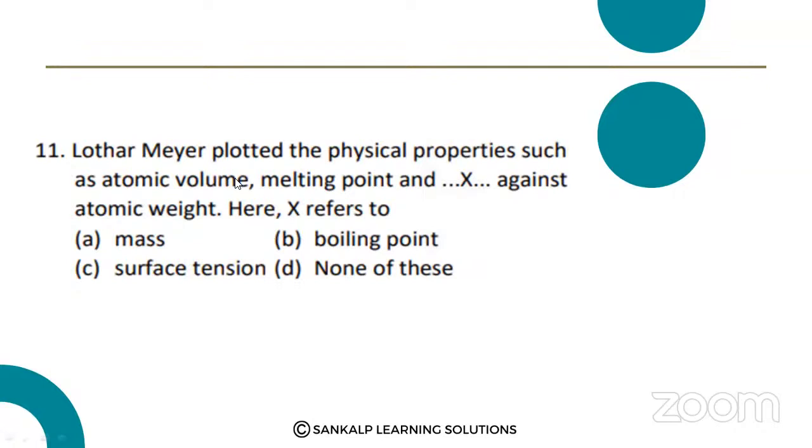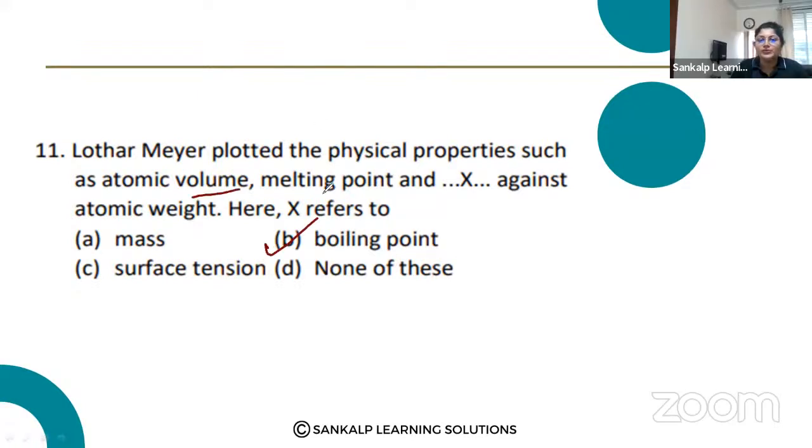Next one, Lothar Meyer plotted the physical properties such as atomic volume, melting point, and dash against atomic weight. So your dash refers to A, mass, B, boiling point, C, surface tension, D, none of this. Option B, boiling point, ma'am. Yes, it was. So he took the physical properties such as atomic volume, melting point, and boiling point against atomic weight. So these were the plots he had taken. So we'll go for the next one.